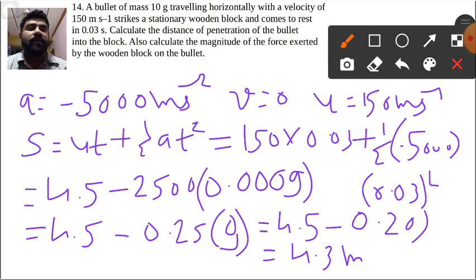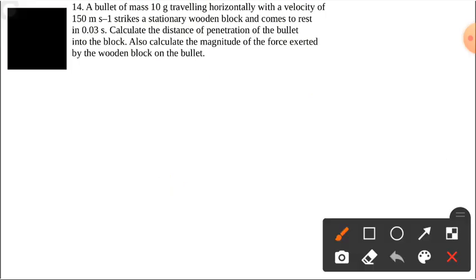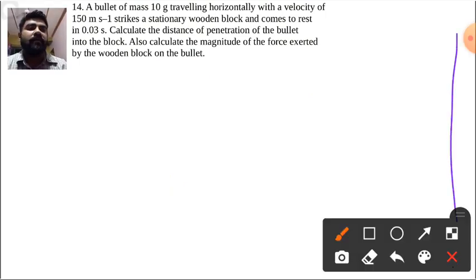So again students, you can screenshot this screen and then after that we can calculate the magnitude of force. So now we can find that.